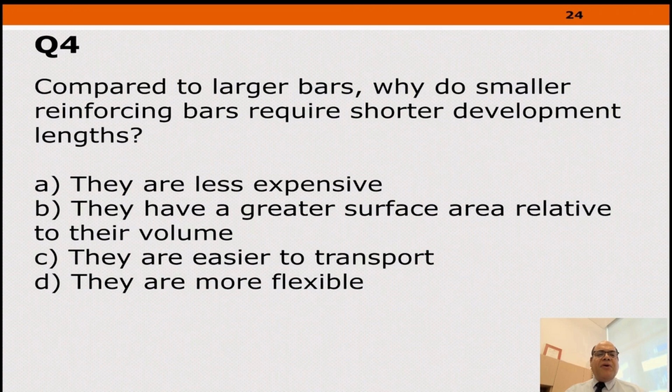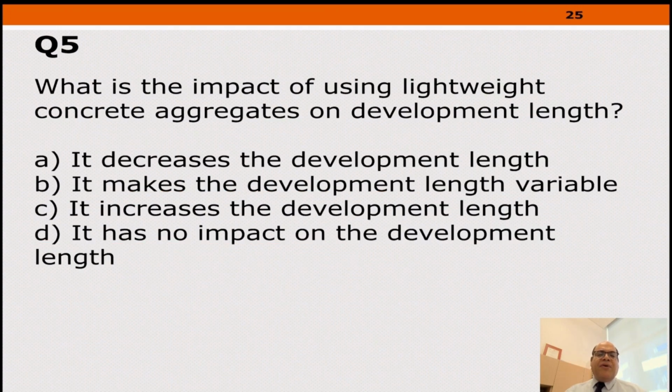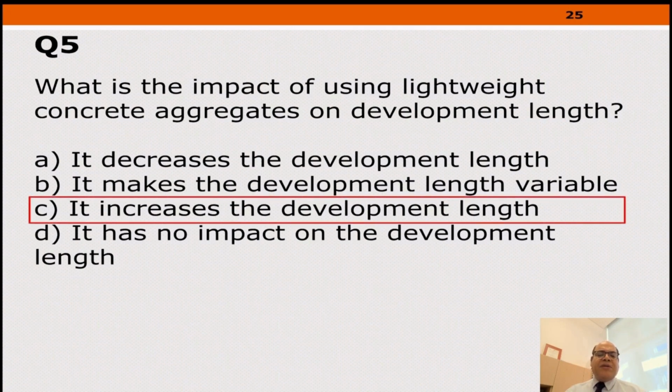Question number four. Compared to larger bars, why do smaller reinforcing bars require shorter development length? And the answer is they have a greater surface area relative to their volume. Question number five. What is the impact of using lightweight concrete aggregate on development length? And the answer is it increases the development length. And that's obvious because a lightweight aggregate concrete has less bond.